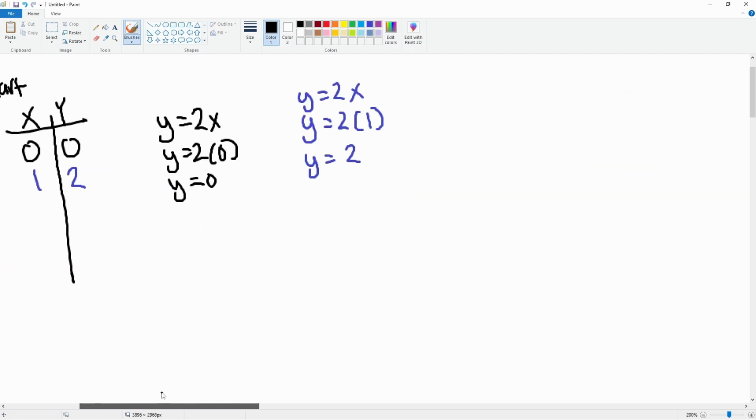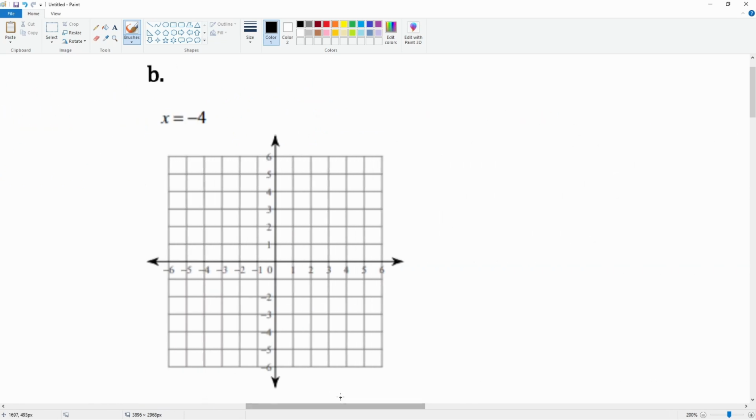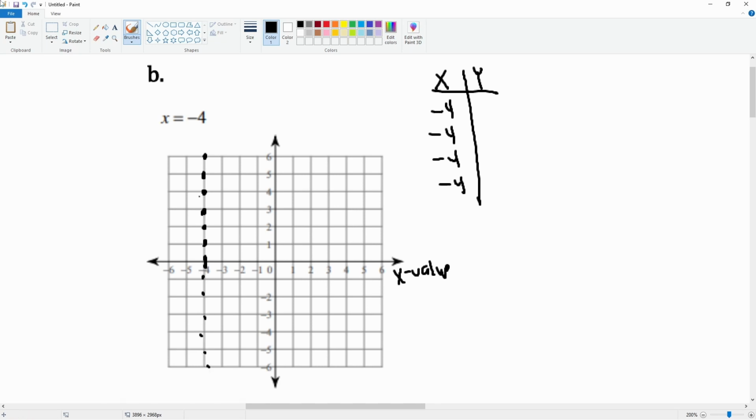Okay, let's take a look. B, oh wow, look, x is equal to negative 4. So x, y, doesn't matter what we put, x is always still going to be negative 4. That's what x equals negative 4 is. This is the x value, and this is where negative 4 is, right here. It's all these values right here, okay? It would be every one of these dots, right?